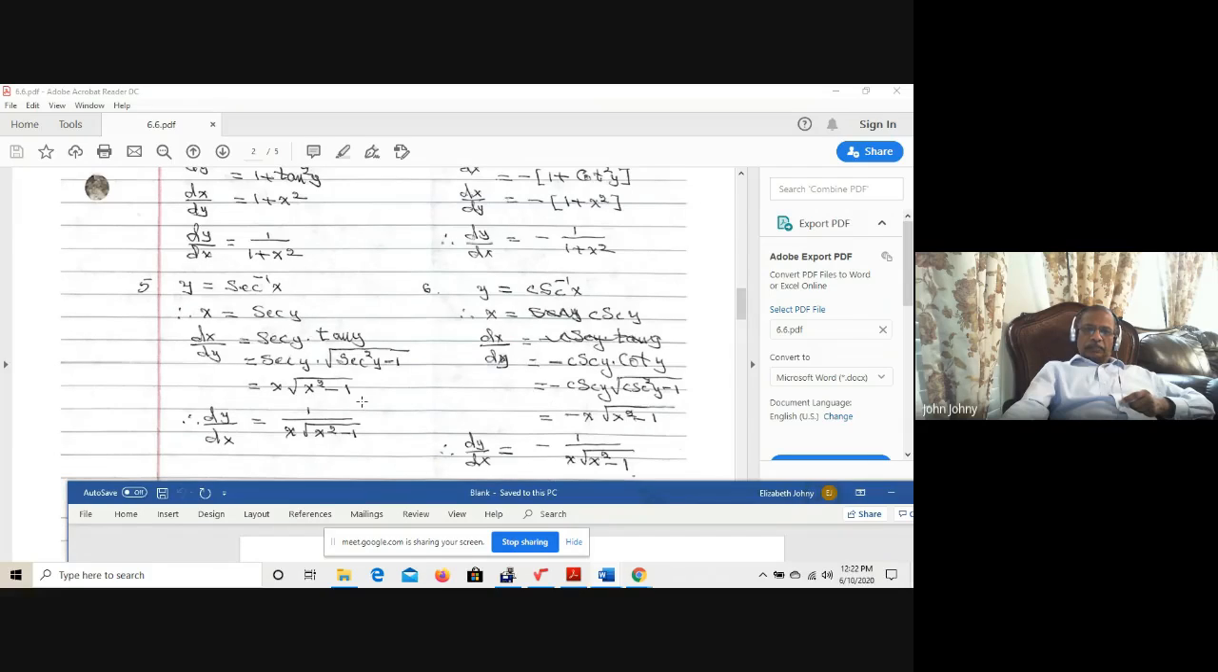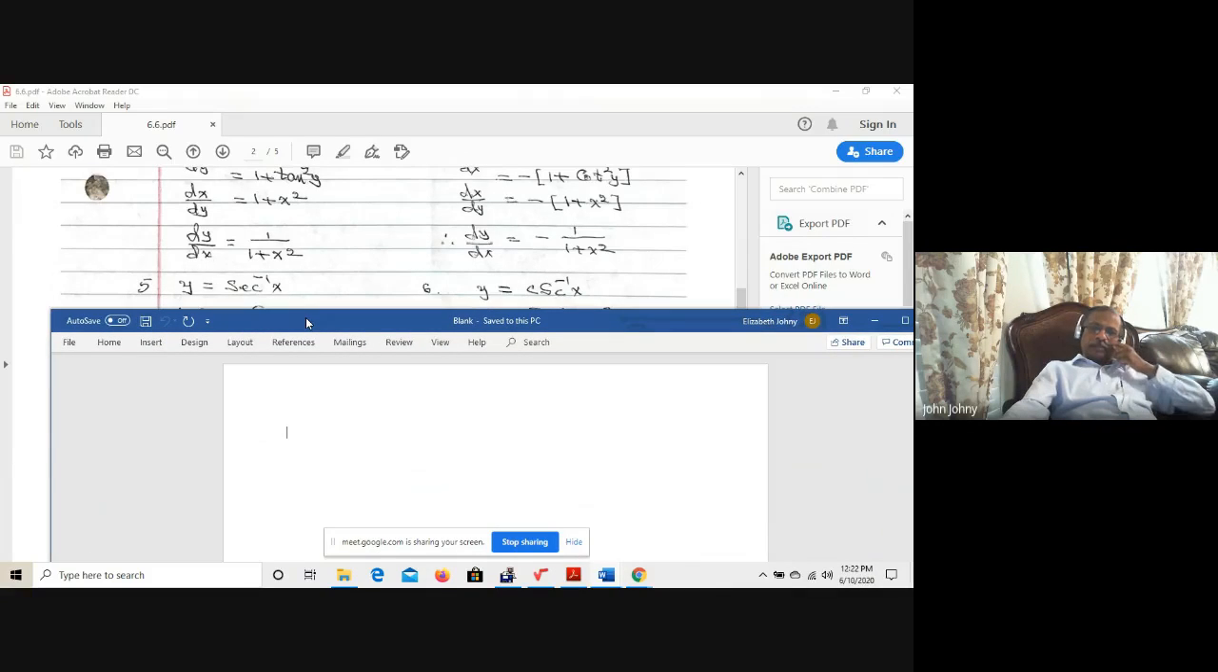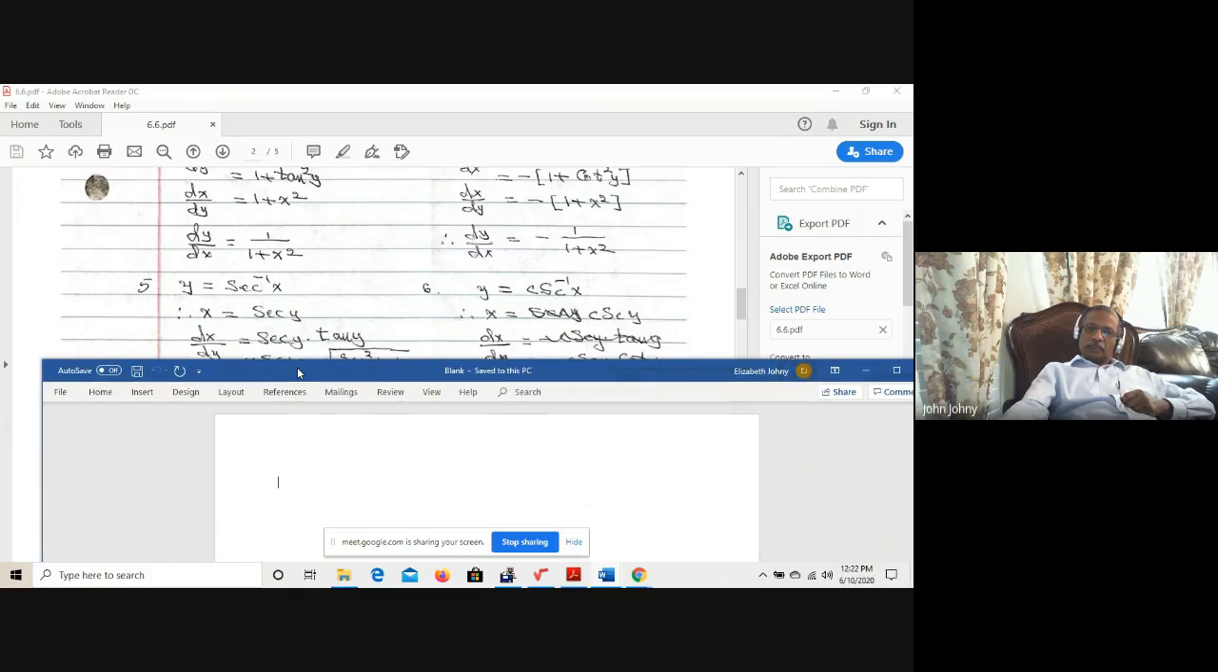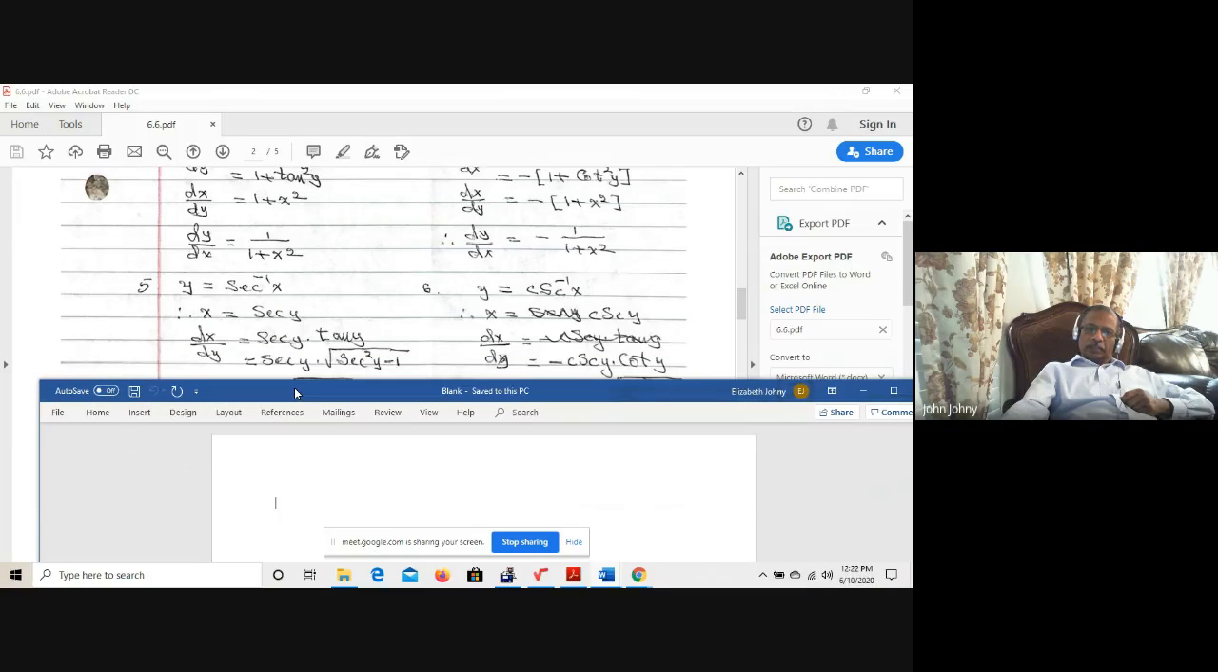Next is secant inverse x. Let y equal secant inverse x, so x is equal to secant y. Then dx over dy is secant y times tan y.